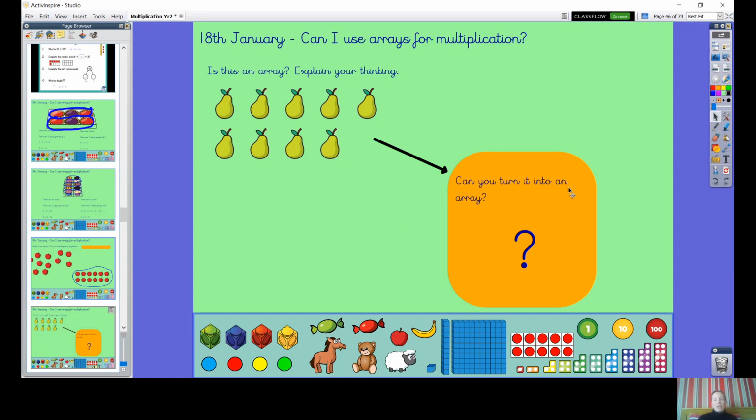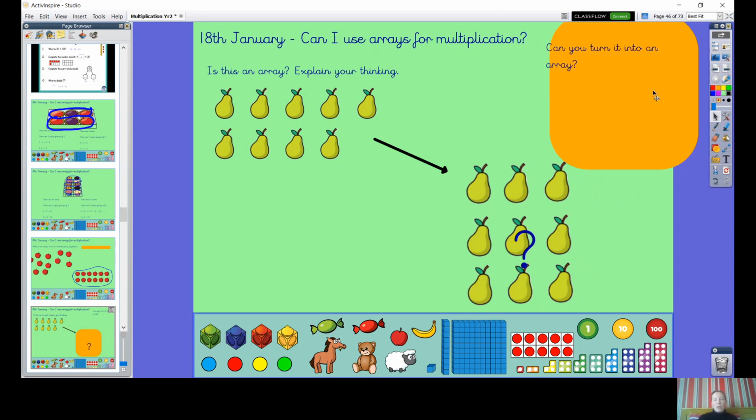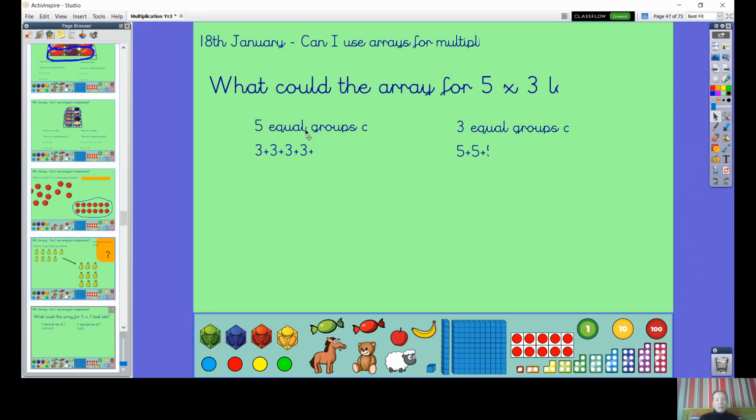Let's see if you managed to get it right. So if I move this out of the way, here we go. I have still got 9 pairs, but I've neatly arranged them into an array because they've got the same number going across and the same number going down, so everything's equal. So let's have a look at making some arrays.